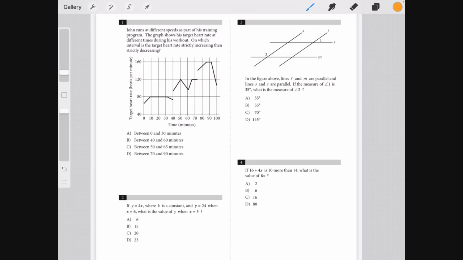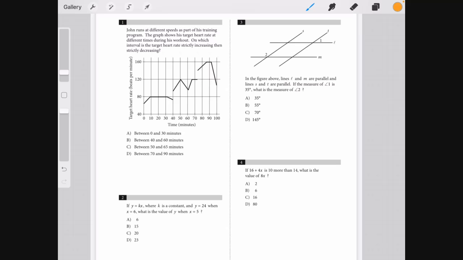Number one, John runs at different speeds as a part of a training program. The graph shows his target heart rate at different times during his workout. On which interval does the target heart rate strictly increase or strictly decrease? All right, so when it's increasing and then decreasing.